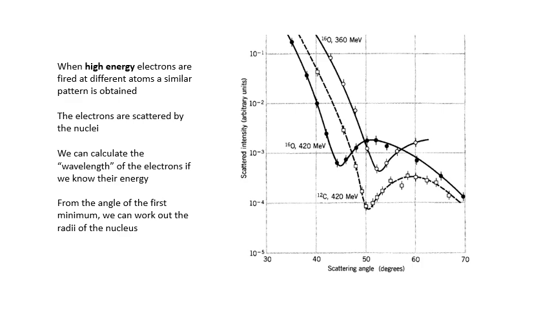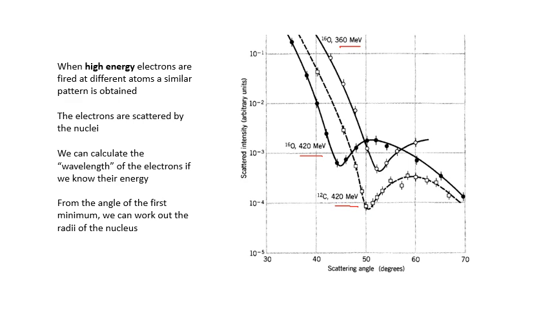When high energy electrons, if you fire these electrons at atoms, we get a similar pattern. That's because it's the nuclei which are diffracting our electron waves. When we say high energy electrons, you're talking, look at the energies here, 360 MeV, 420 MeV. These are high energy electrons. They're not from your little standard electron gun. These are from some kind of particle accelerator. And we get a diffraction pattern, and the electrons are scattered by the nuclei.